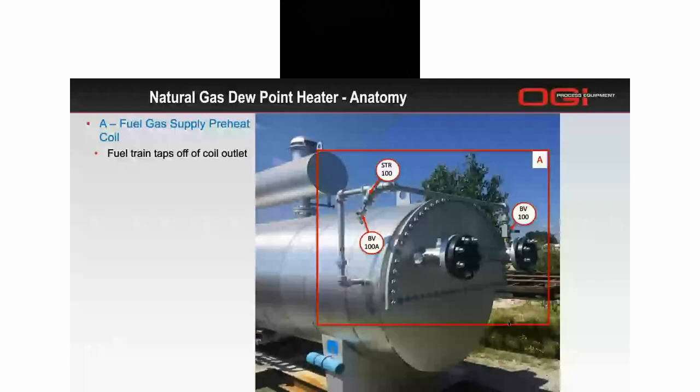So starting out in section A that we referred to on the P&ID, this is the fuel train, where it's going to tap off of the coil outlet. In 99% of the cases, you're going to want to bring your fuel train off of the outlet. The main reason for that is you want to ensure that it's warm gas going to your burner. So we're going to run it through that coil, heat it up, and then the first thing we come to as we tap off is our BV100 ball valve that isolates it at the most extreme end of the piping string.